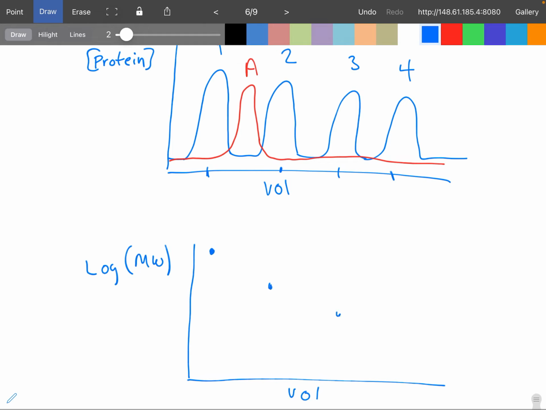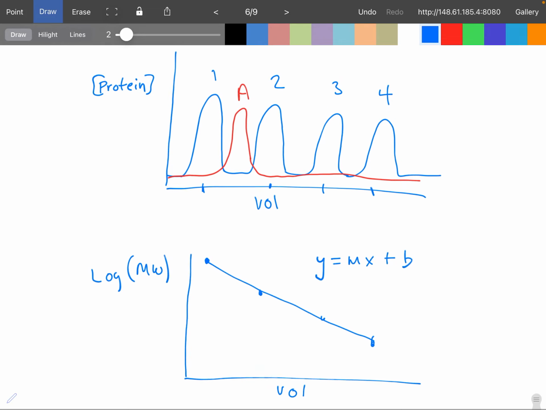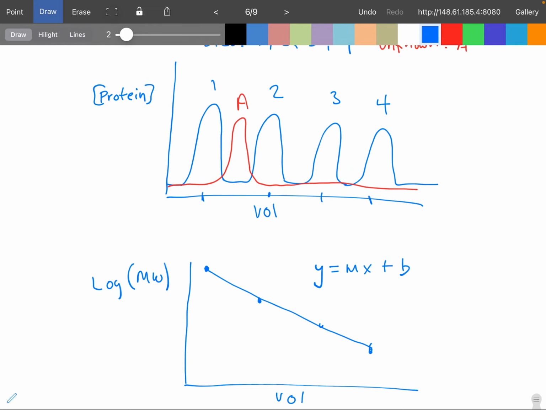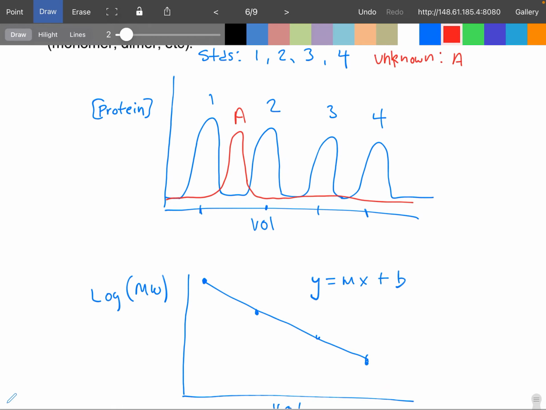And we can solve this. We know then what the slope is and the intercept and all of that because we know both the volume and the log of the molecular weight because those are standards. What we can then do is take the elution volume for A and plug that into the equation for x, and we can determine y, the log of the molecular weight, which we can, of course, then convert to the actual molecular weight in grams per mole or kilodaltons or whatever units we're using.